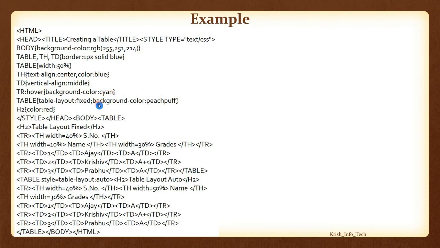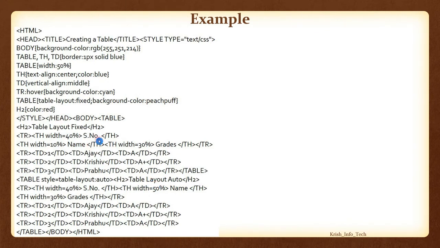Now I'm using the same table. I just inserted the width over here for TH, for heading. Okay, we are having two different tables over here. First one is table layout fixed. The other one is table layout auto. When we are using fixed table layout, the output will be different. When you are using auto table layout, the output will be different.